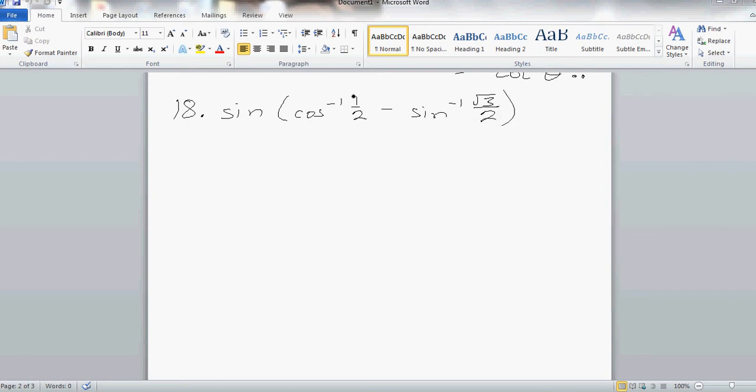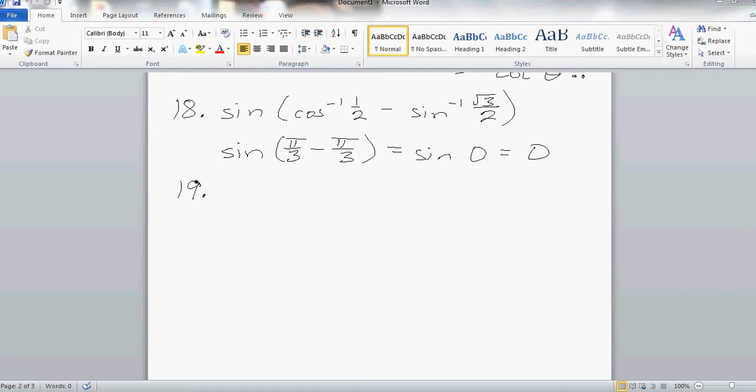And so we need to do our calculations from previous sections. The arc cosine of 1/2. Where does cosine equal 1/2? That would be at pi over 3. Then the question becomes, where does the arc sine equal root 3 over 2? That is at pi over 3 as well. And so this becomes the sine of 0, which is equal to 0.